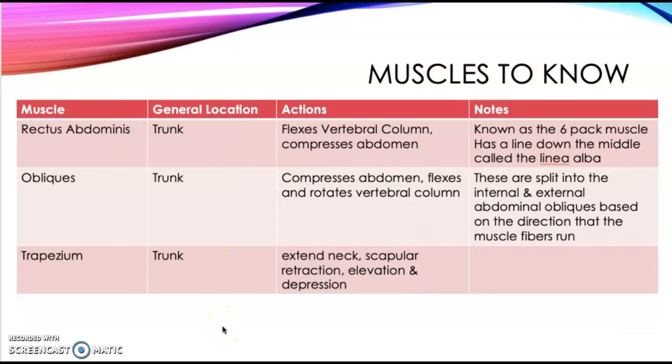The trunk, meaning the core, the middle of our body, you need to know about the rectus abdominis. The obliques, they're actually external and internal obliques, and those are just different based on the direction that the muscle fibers run. So some muscle fibers run this way, up and down, and others run the exact opposite way, from up to down rather than from down to up. And so there's some running this way and some running the opposite way, making a little crisscross. And then the trapezius is a large muscle on our back.